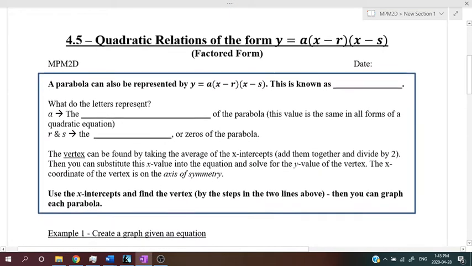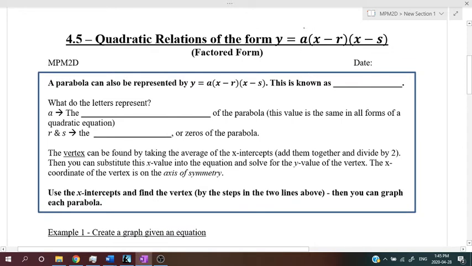So quadratic relations of this form, which as we just saw is factored form. I'm going to write just a few notes down. So if you've printed this out, you can write these down. This is known as factored form because, well, it's a trinomial that's been factored. What do the letters represent? Well, we already learned about a. A in factored form is the same as a in the other forms of the quadratic equations. So this is the stretch or the compression factor. We also know that the sign of a tells us the direction of opening.